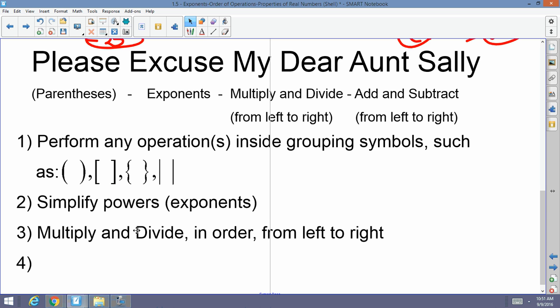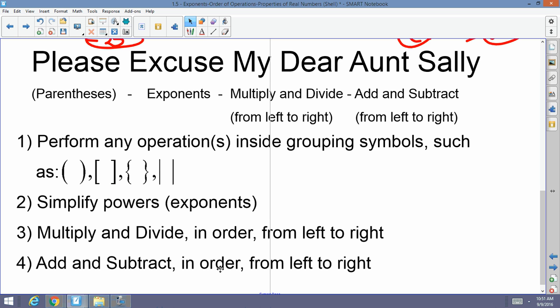Oh, that was the multiply and divide. And now add and subtract in order from left to right. Read it like you're reading a book. Please, my brothers, read it like you're reading a book. Okay? So please excuse my dear Aunt Sally. Parentheses, exponents, multiply and divide in order from left to right. Add and subtract in order from left to right.